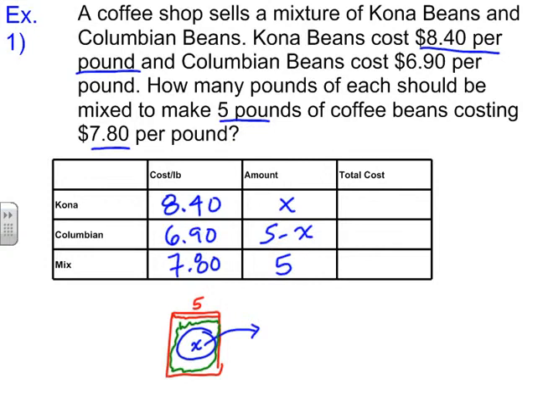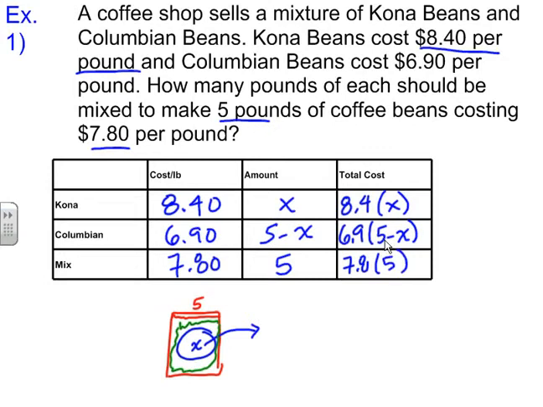After that, we really can't get anything else from the paragraph, but we can get the total cost on our own. If you buy a certain amount of something and it costs a certain amount per pound, we just multiply those together to get the total cost. So this would be 8.4, I'm going to drop the 0, times X. This would be 6.9 times 5 minus X. And the last one would be 7.8 times 5.